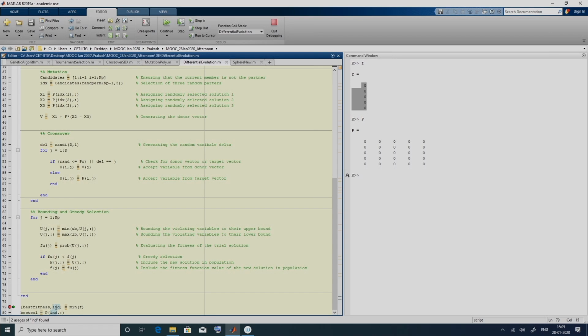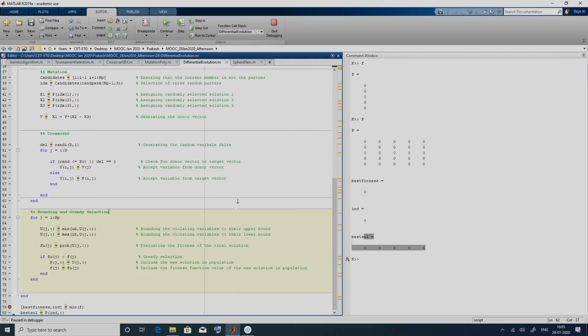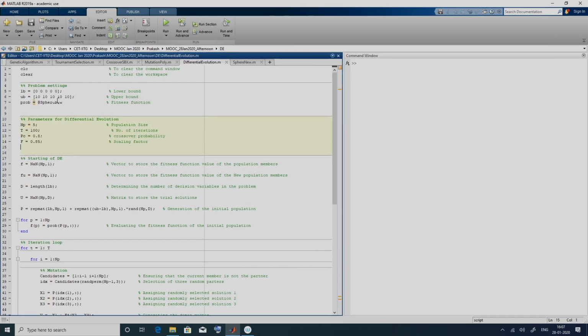If it happens that the second solution is the best one, then we are extracting the second row, all the columns from the variable p or the population and storing it as best sol. At the end of it, it gives what is the best fitness function value and the best solution. Now let me remove all the breakpoints and put a semicolon. Now we can change this lower and upper bound and see how it is performing.